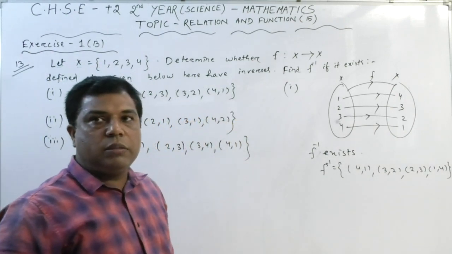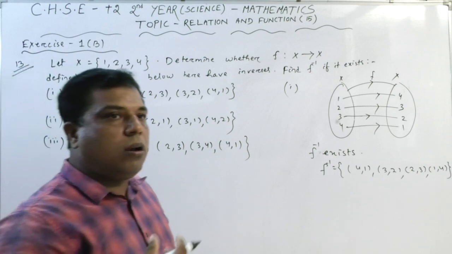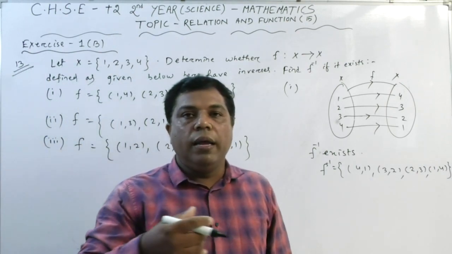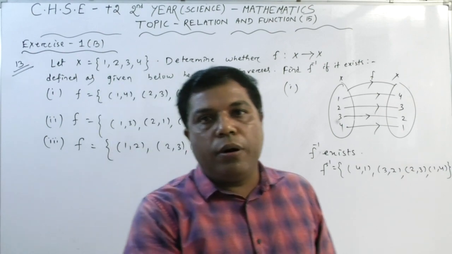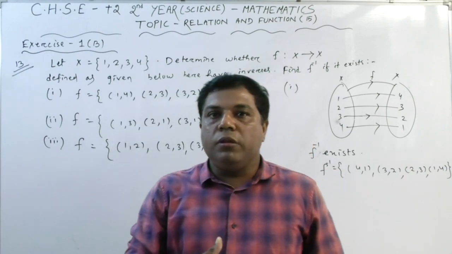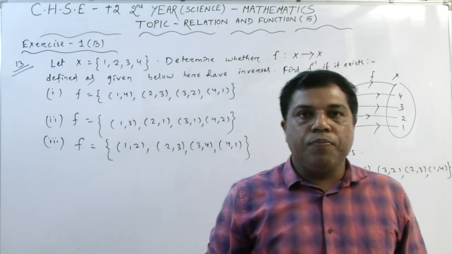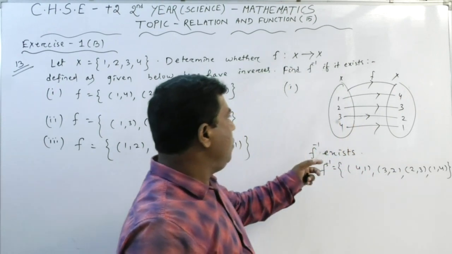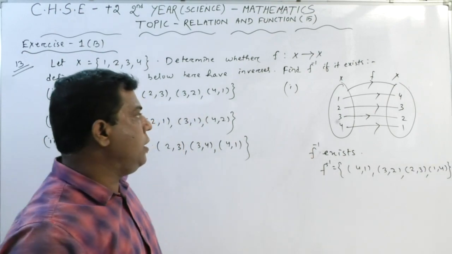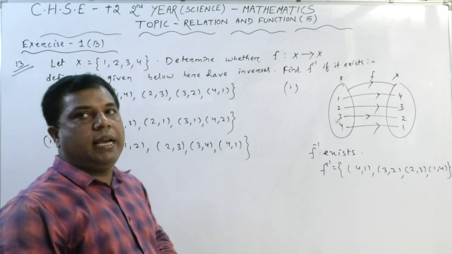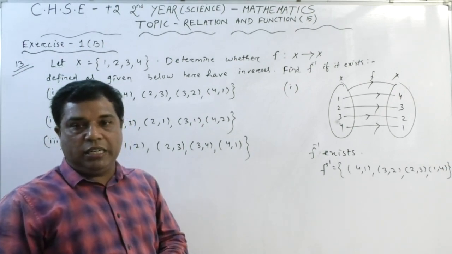Clear, my dear students? Because it is the reverse way. It converts the image values to their pre-image values. It is a rule which is assigned to convert the image values of the range set to the domain set. So with this we are able to get the inverse of this function. Now we move to the second part and check whether an inverse exists or not.